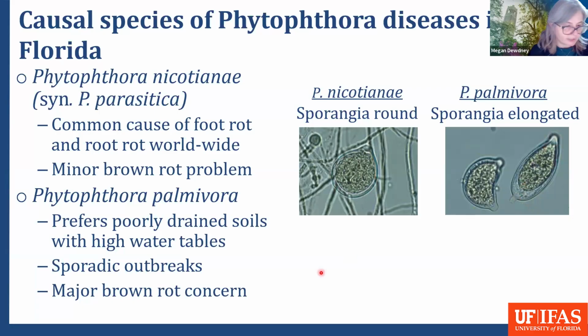It prefers poorly drained soils with high water tables, which might be predominantly down in the flatwoods or on the coasts. You also have spots here on the ridge that can have problems. These tend to have very sporadic outbreaks. This organism is very sensitive to wetting and drying. So if it goes through a dry cycle, then all of a sudden it disappears. It makes it really hard to study because it's not consistent, but it is a major brown rot concern, and that's because it can jump through the canopy.